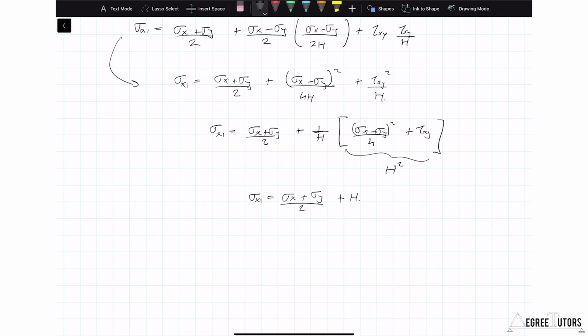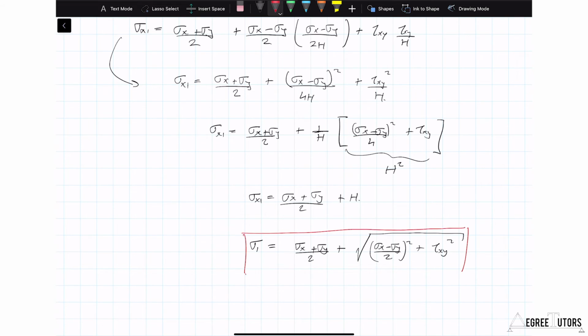What is that? That is the maximum value of normal stress. So we're going to rename that sigma x1 to be sigma 1, which is typically the subscript we give to the maximum principal stress. So that's equal to sigma x plus sigma y over 2 plus, and we'll put in the full expression for h here, and that guy there boxed up is our handy expression straight away for the maximum principal stress.